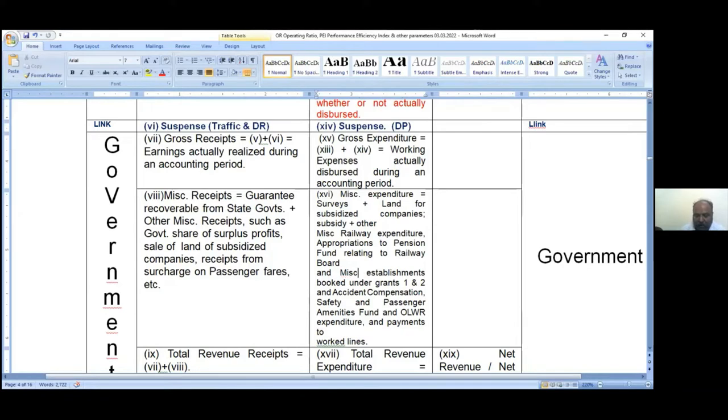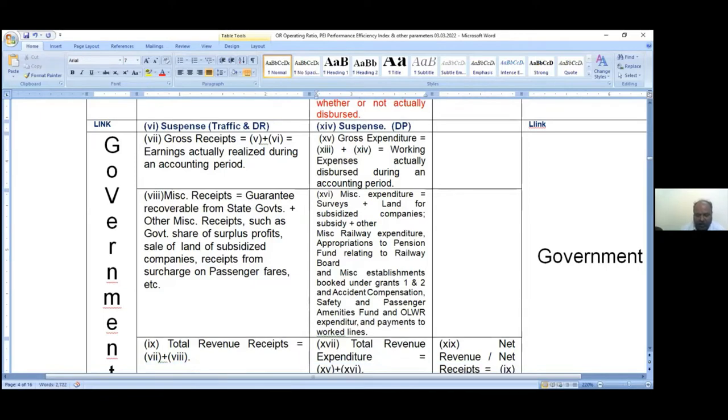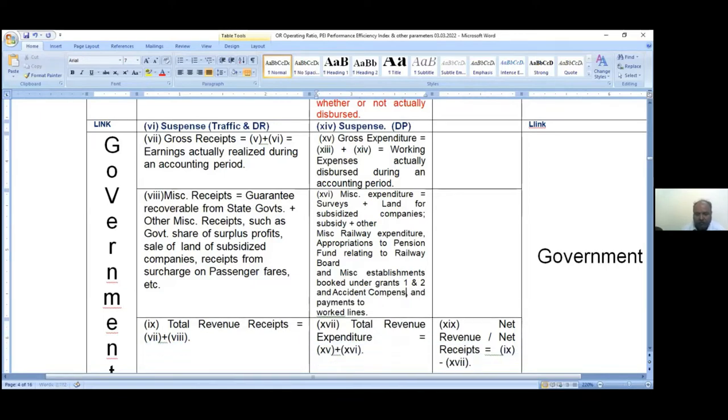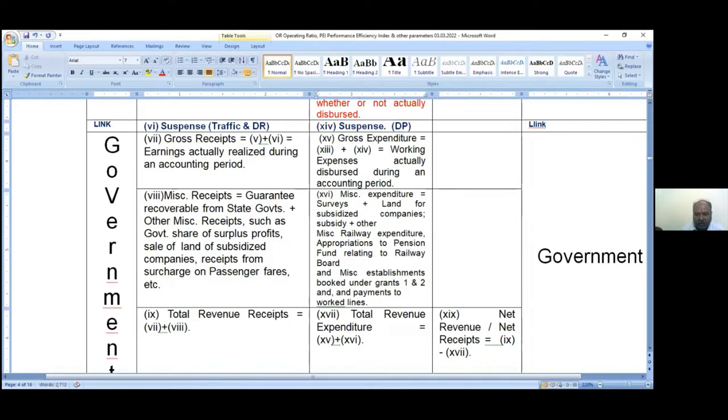What is demand number 1? Railway board. Demand number 2 is the miscellaneous expenditure, that is all centralized training institutes, RDSO, survey expenditure; all of it comes under miscellaneous expenditure. Now this is not there: accident compensation fund and OLWR, it is no more. And payments to worked lines, that is also almost negligible.